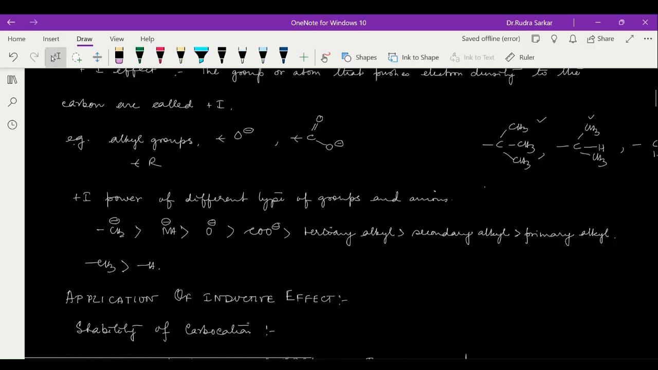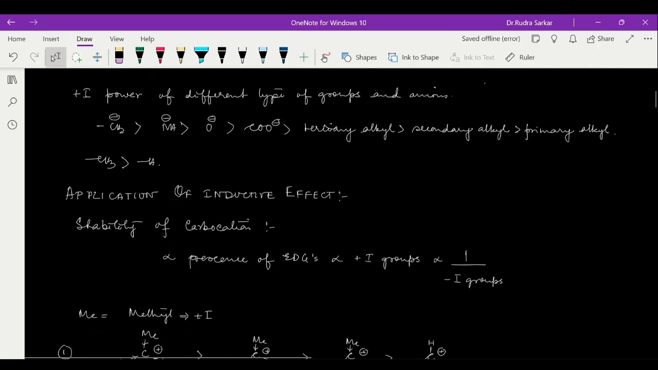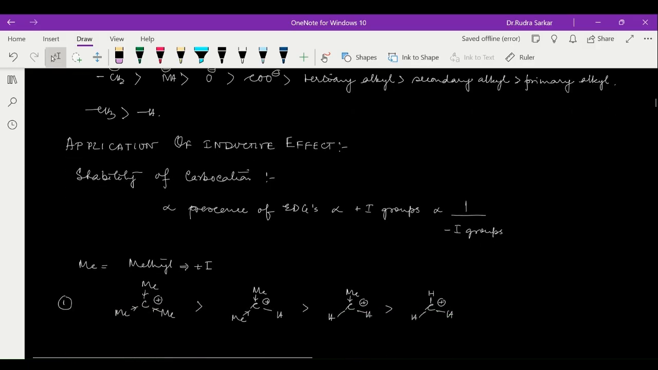Now we are trying to understand how to apply these inductive effects and how to do some problems. We'll begin with very simplistic ones and then we'll go into more critical ones. Application of inductive effect is the topic. Stability of carbocation we are talking about. It is directly proportional to the presence of electron donating groups, or plus I groups, as we have discussed, and inversely proportional to minus I groups. That's it. This is how we sum it up.